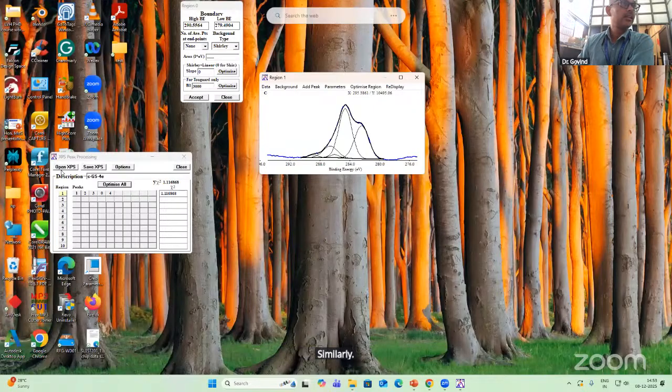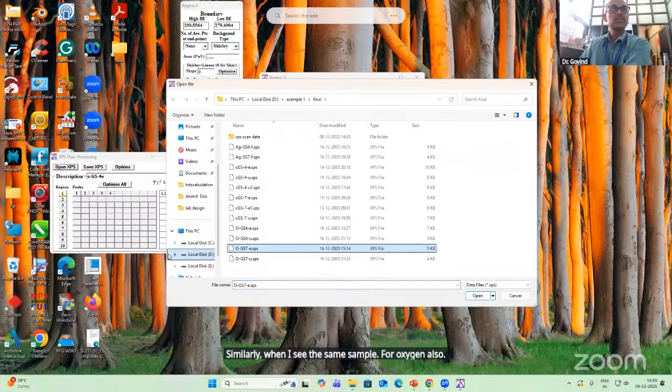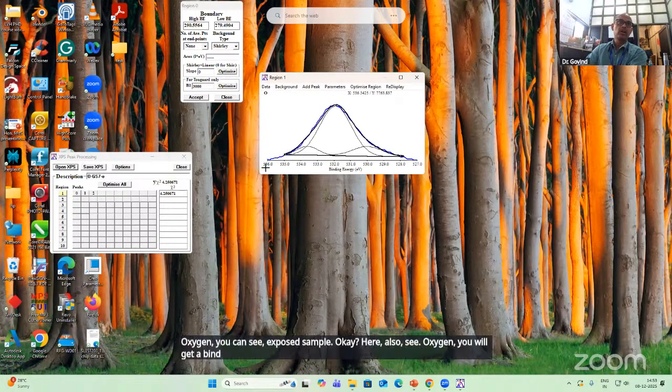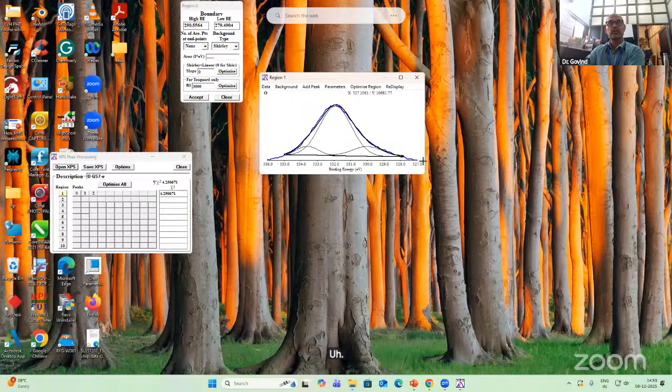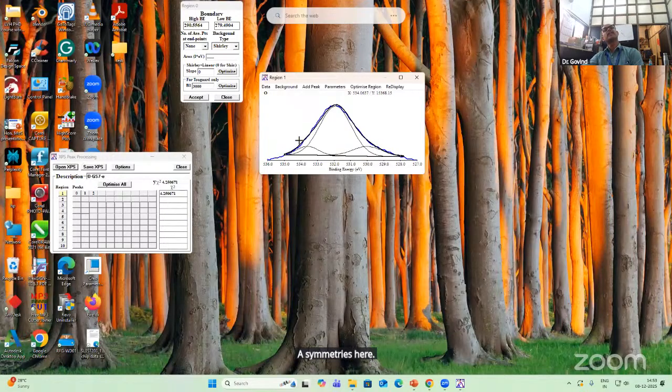Similarly, when I see the same sample for oxygen, you can see the exposed sample. Okay, here also see oxygen, you will get a binding energy of around 536 to 528. Here, what I observed, there is a broad peak, but when I start to overlap or fold it at the center, I will see there is an asymmetry here. So asymmetry means there is one functional group or another element which is bonded with that compound, which has a specific binding energy.